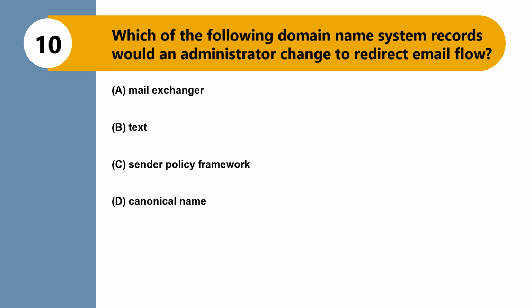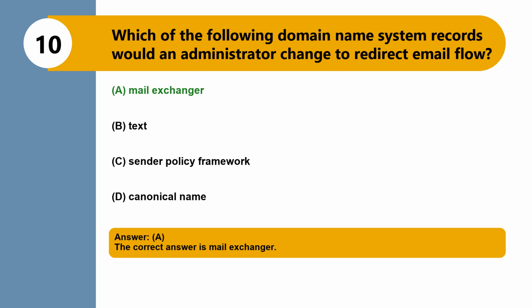Question 10. Which of the following domain name system records would an administrator change to redirect email flow? Option A. Mail exchanger. Option B. Text. Option C. Sender policy framework. Option D. Canonical name. The correct answer is option A. Mail exchanger.